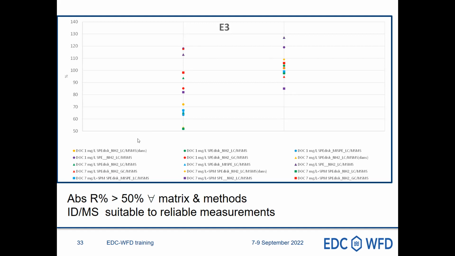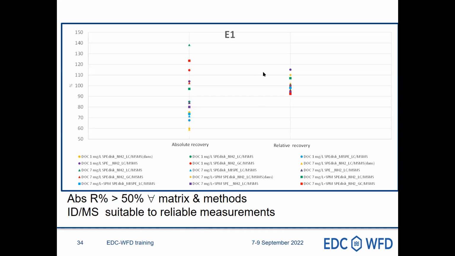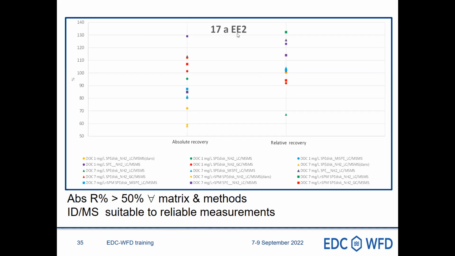And what you can see is that the absolute recoveries are all over 50%, whatever the type of matrix and method. And we see that IDMS really compensates and is really a suitable strategy for reliable measurement. This is a picture for estriol. The picture is the same and even better for estrone. Here you have the one for 17 alpha ethinyl estradiol.